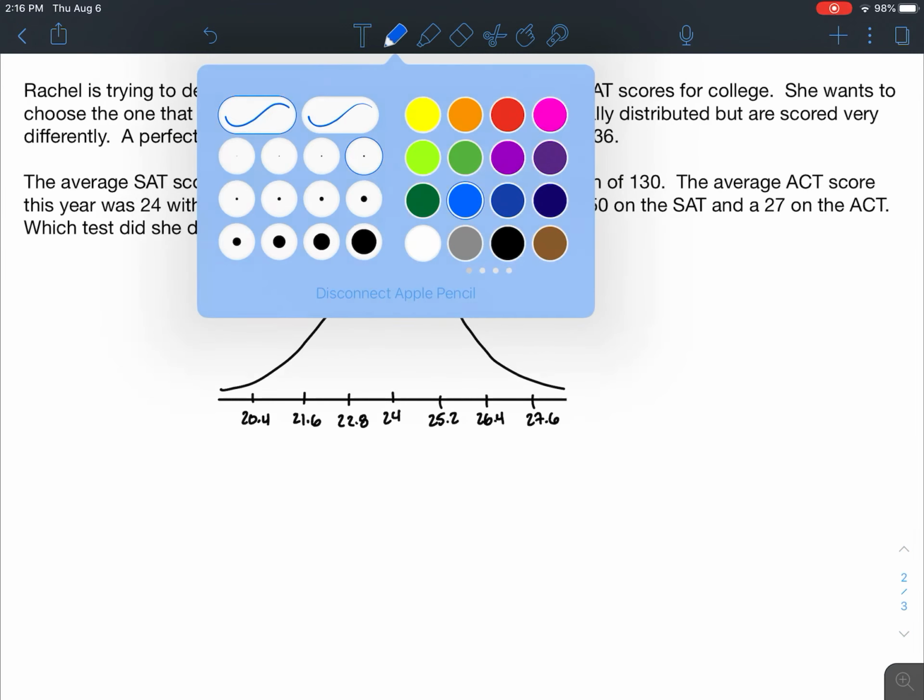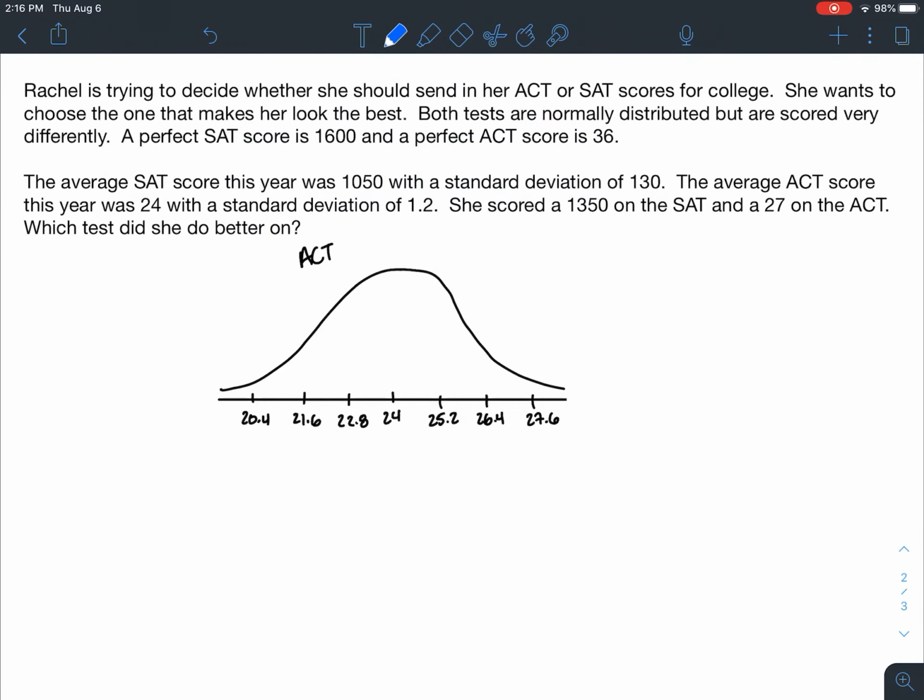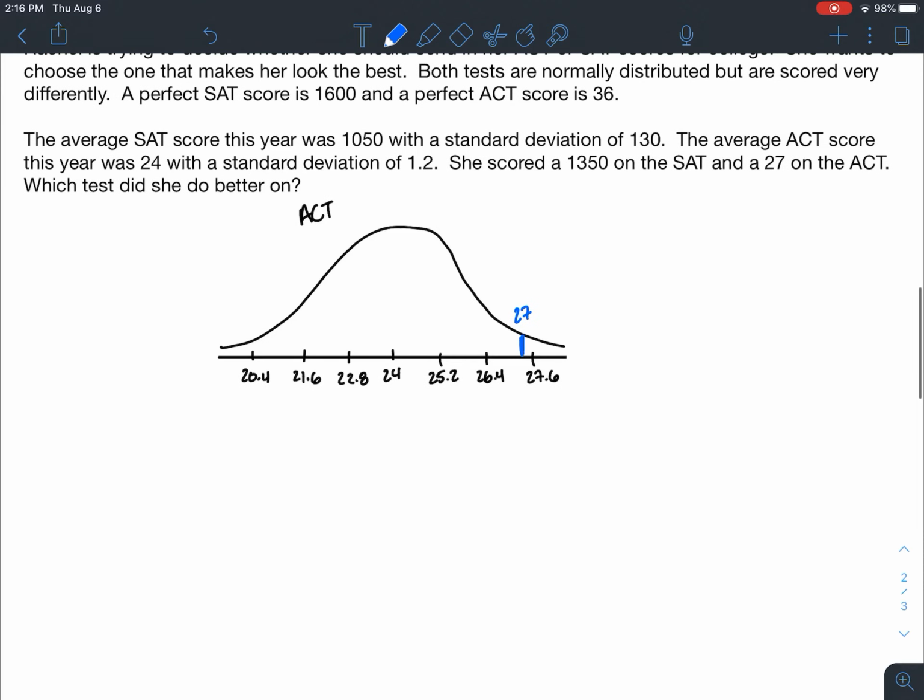And she scored a 27 on that. So 27 is way up here. So already we're in that good zone. She did really well, it looks like, on that. But we can't necessarily say, let's just choose the ACT because that one looks good. We have to compare that to our SAT.